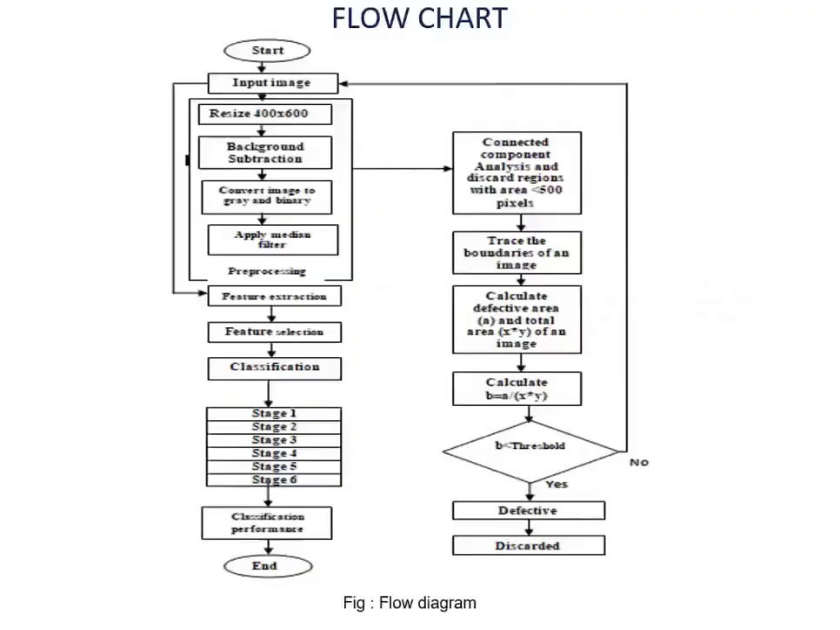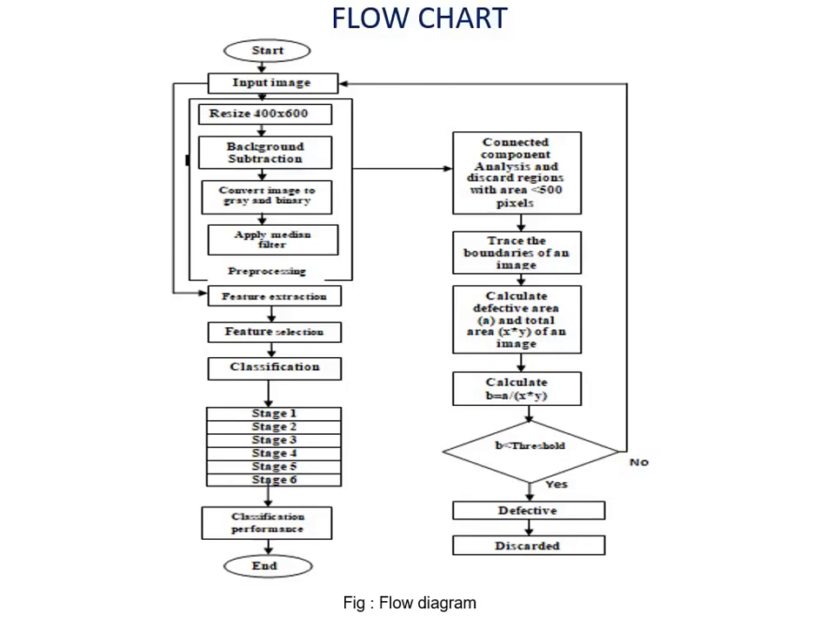This is the flow diagram, in which the input image is taken from the 20 dataset into MATLAB. Then we resized the image to 400 by 600 and subtracted the background using the bitxor operation. Then we converted the image into gray and then to binary. We applied a median filter in order to remove noise. All these processes come under pre-processing.